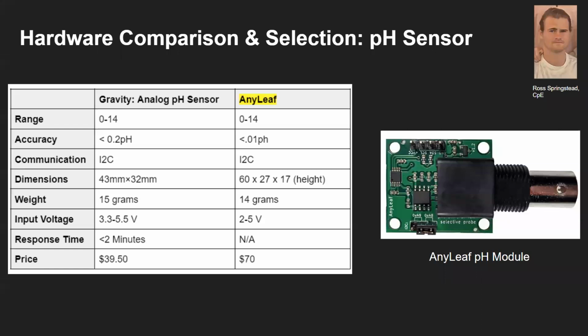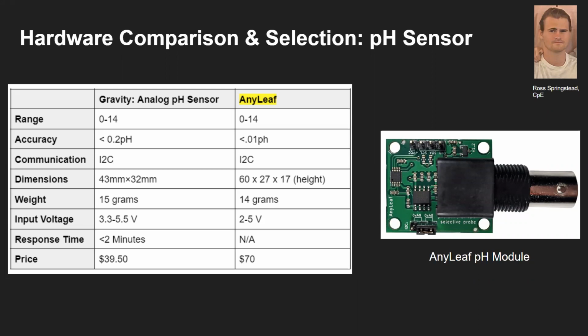When looking for pH sensors, we had three things in mind: reliability, price, and accuracy. This led to us finding two options: the Gravity analog pH sensor and the AnyLeaf. We first had to make sure that both our sensors of choice would be compatible with an Arduino and a PCB, which they both are by using I2C protocol.